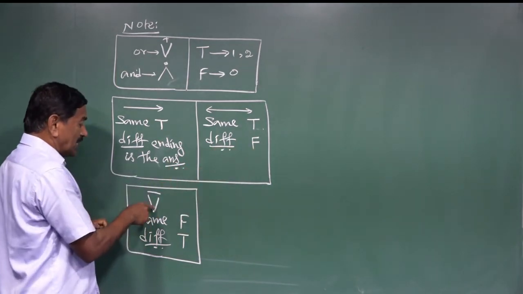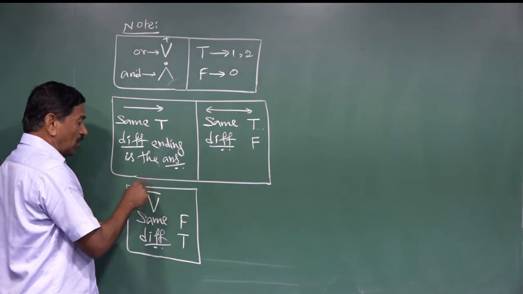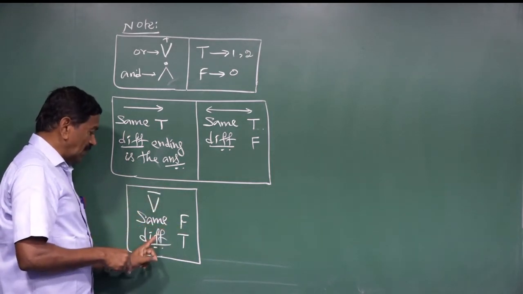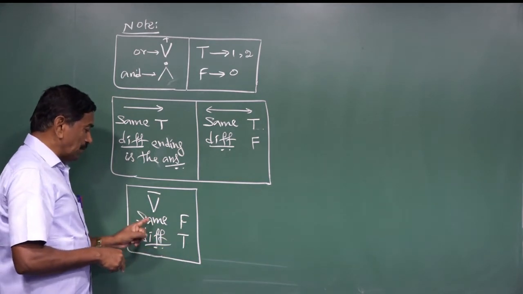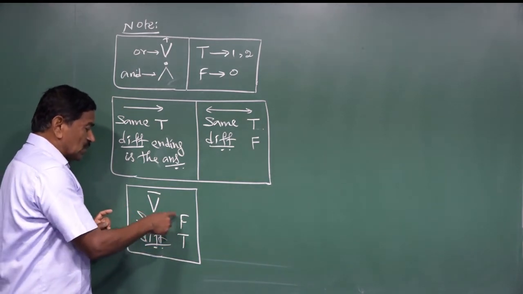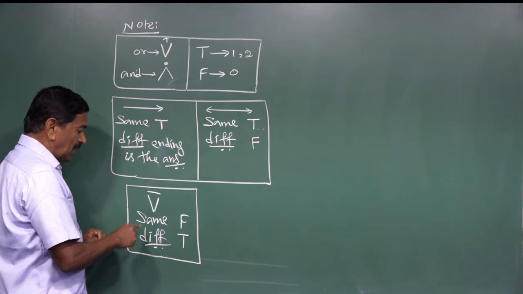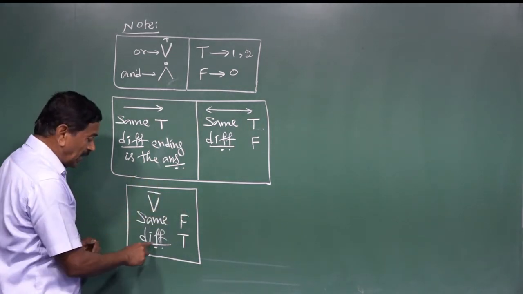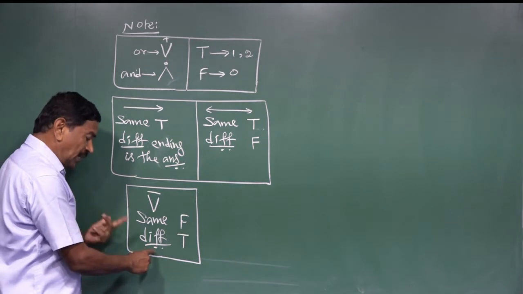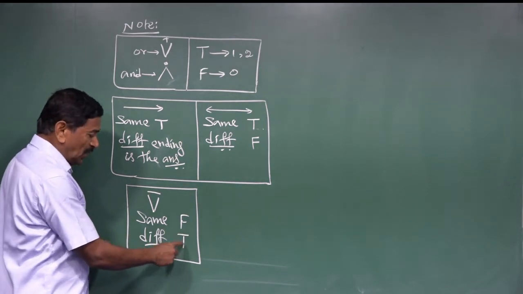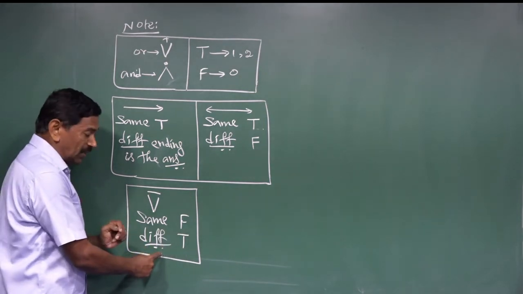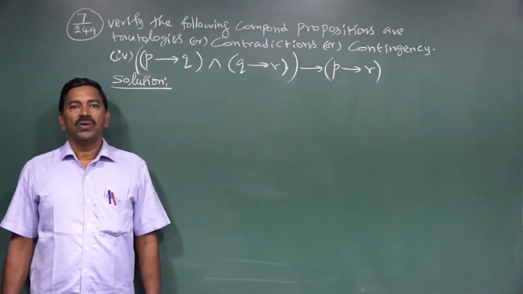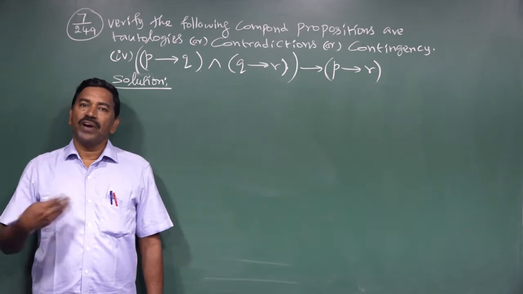For exclusive OR, denoted by inverted cap, bar, here same means false and different means true. For example, true, true: same, so false is the answer. False, false: same, so false is the answer. Here different means true. True, false: different, so the answer is true. False, true: different, therefore the answer is true. That's all.